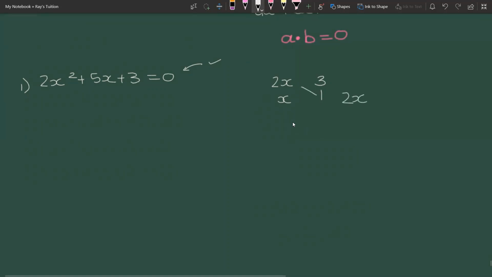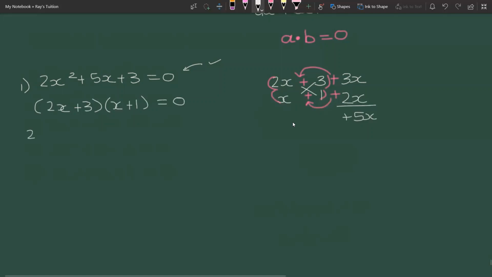2x times 1 is 2x. x times 3 is 3x. And then we ask ourselves, is it possible to get the middle term? The middle term is positive 5x. And how do we get positive 5x? Well, it is possible. We can get it by saying plus 3 plus 2, and that's how we get 5. So then those two are our brackets. So then what we have is 2x plus 3 times x plus 1 is equal to 0.